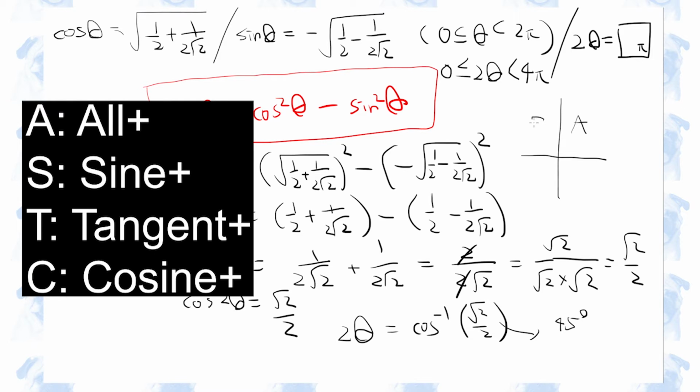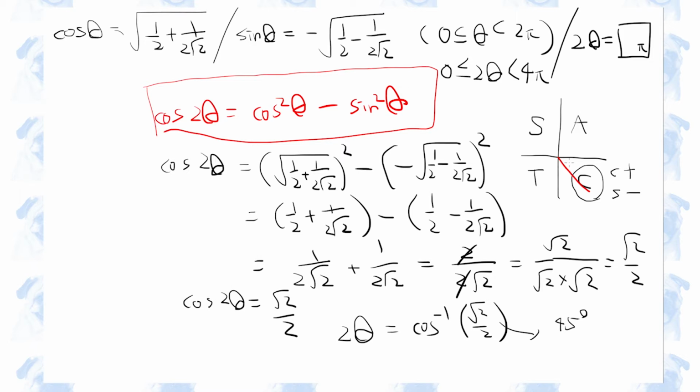A, S, T, C. We must be in the fourth quadrant because C means that cosine is positive while sine is negative. So to get this angle, we have to do 4 pi because we have 2 revolutions, minus pi over 4. So 15 over 4 pi. And this is the answer, 15 over 4 pi.